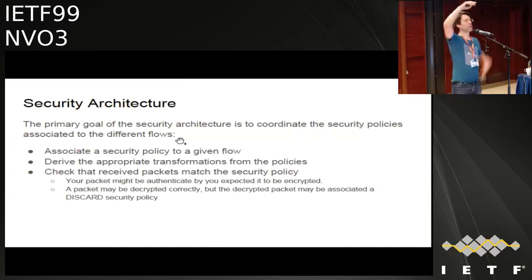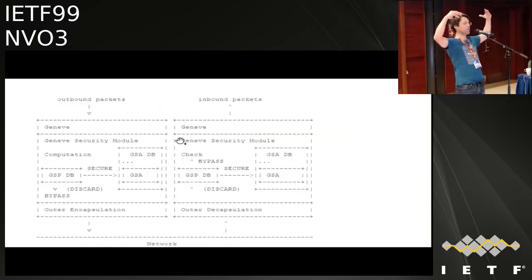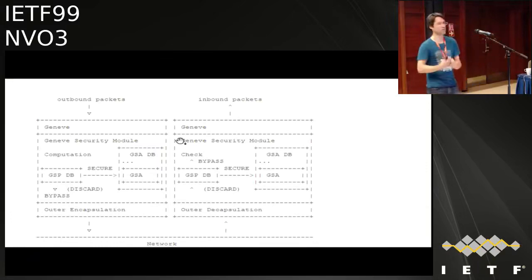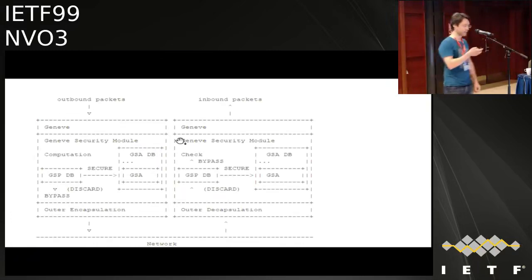So the model we had is, you have Geneva, and you have what we call the Geneva security model. So you have a clear text Geneva packet, it is processed, protected, then the receiver gets a protected Geneva packet, it processes that and gives back a clear text packet.